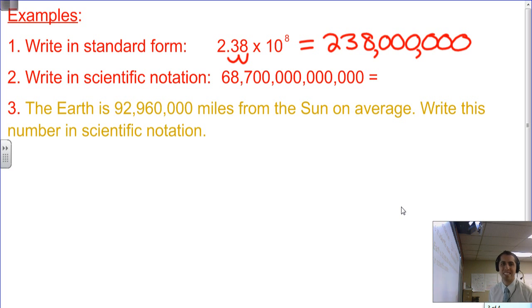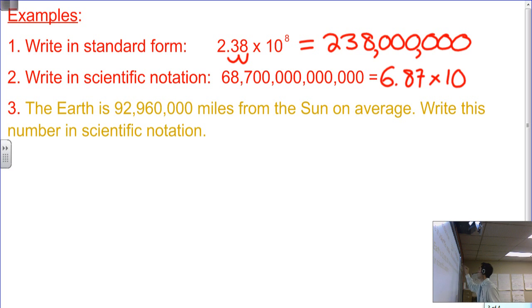Number 2 says, write in scientific notation 68,700,000,000,000. And so we know, well, that's a lot of zeros to write. If we write in scientific notation, we can do without writing those zeros. So if you remember, the first thing we need is a number that's between 1 and 10, or we can put our decimal after the first non-zero digit. We're going to put the decimal right there, and it would say 6 and 87/100ths.